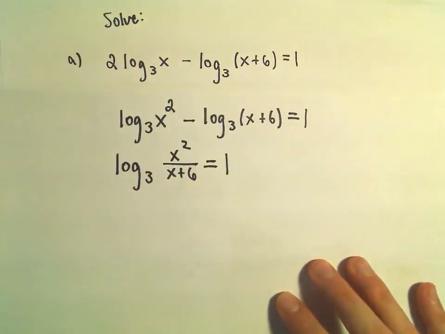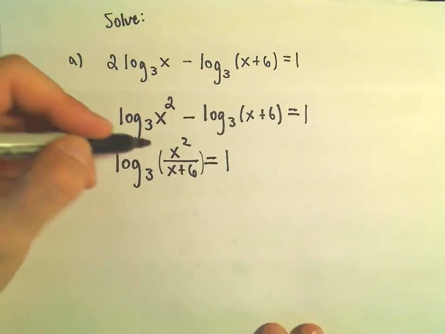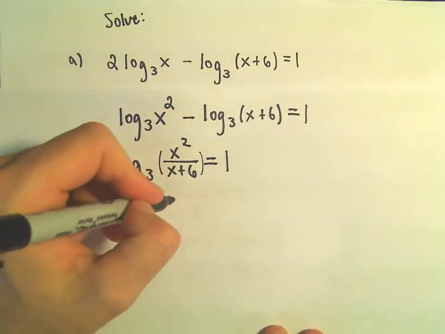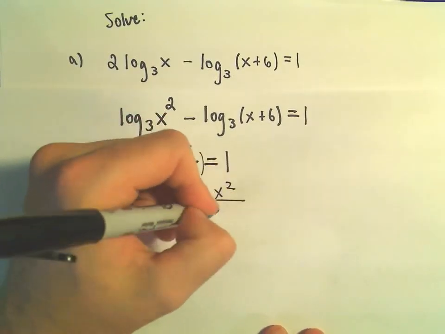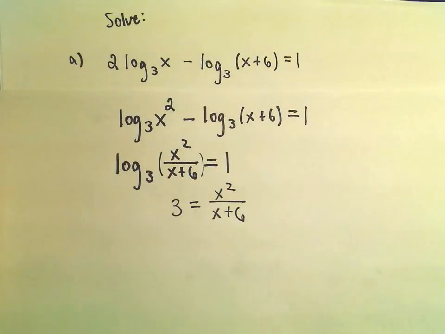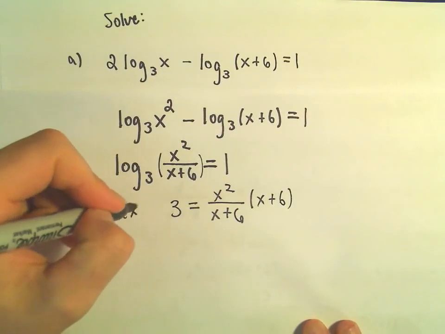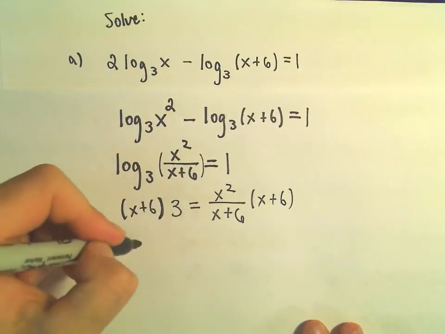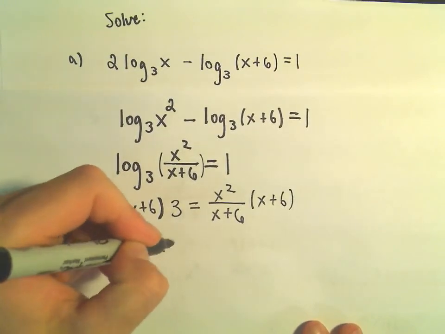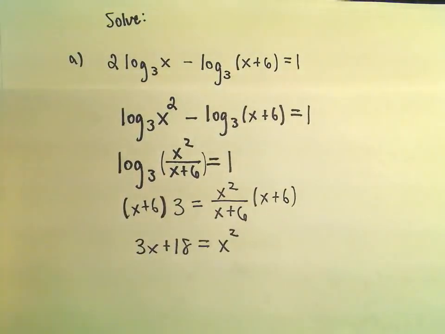That equals 1. And now what I'm going to do is just rewrite this using properties of exponents. So it says 3 to the first would equal x squared over x plus 6. So okay, now we've gotten rid of the logarithms. And now I'm just going to multiply both sides by x plus 6. On the left side, we would have to distribute our positive 3. That would give us 3x plus 18 equals x squared on the right.